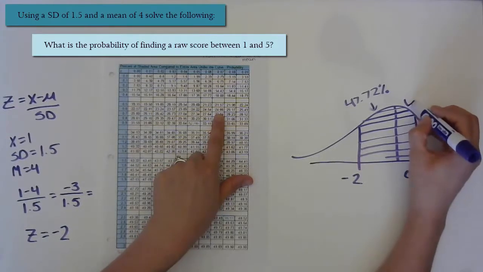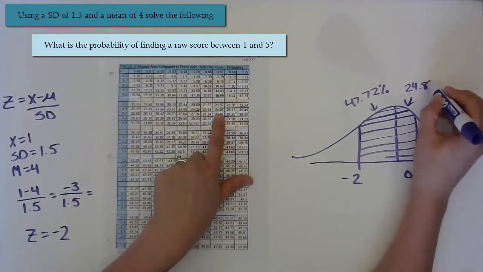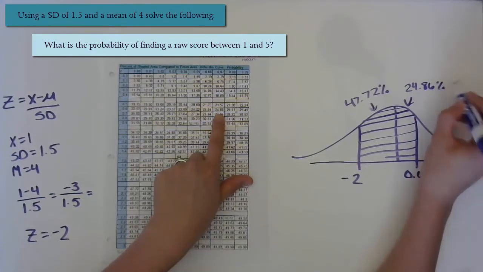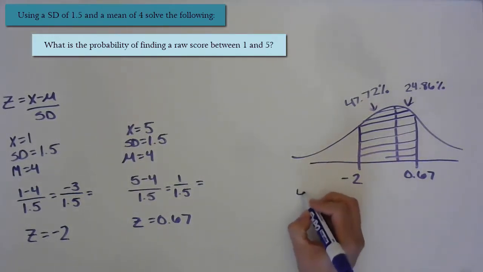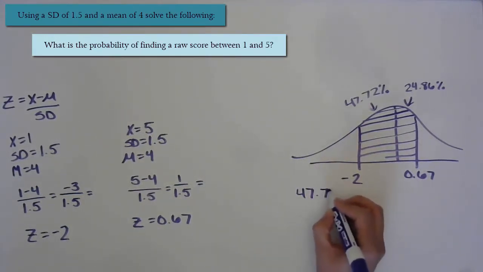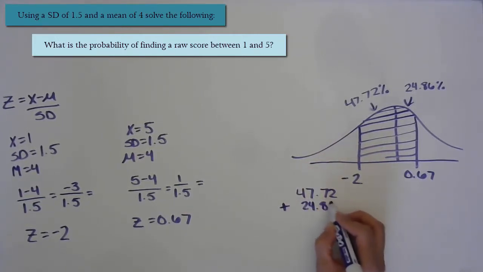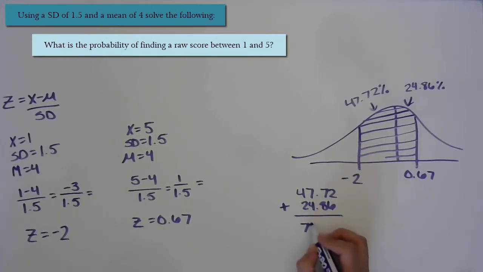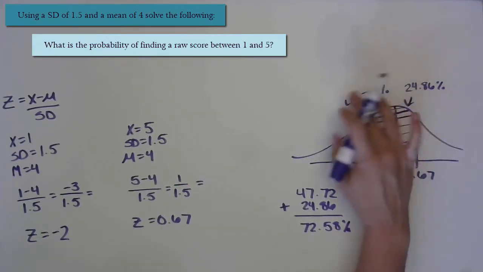And then this area here, 0.67, is 24.86%. Okay? So now we add 47.72 to 24.86, and that is going to give us 72.58. Okay, so this whole area here is 72.58%.